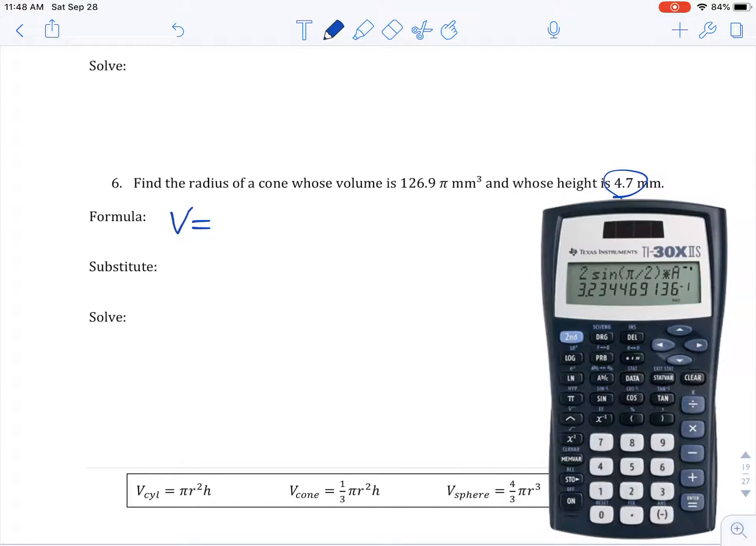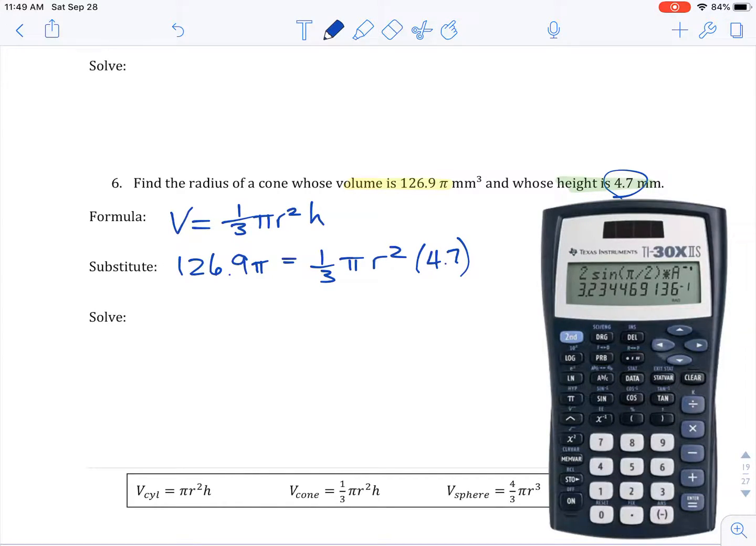So the formula of a cone is 1/3 pi r squared h. We're going to plug in our volume in for V and our height in for h this time. So 126.9 pi equals 1/3 pi. We don't know r, so it's r squared times 4.7.